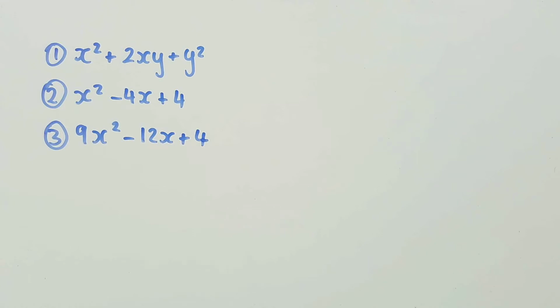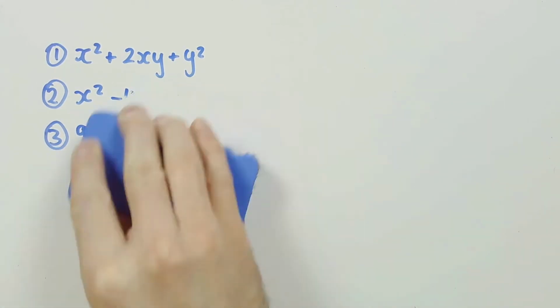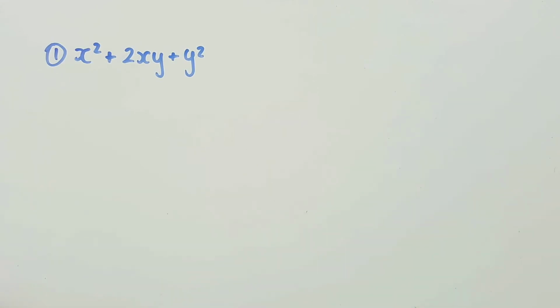is used for simplification. So these are the examples which we'll look at today. Let's start off with the first one. And previously we discussed what a perfect square is.